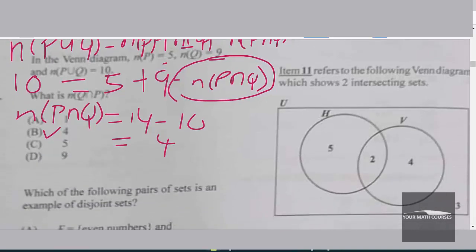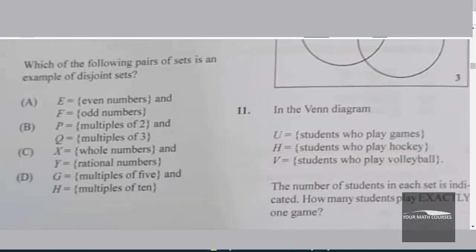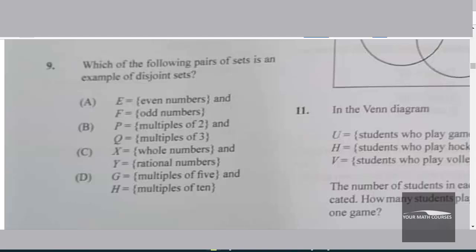Now let's look at number 10, number 9 before number 10. Which of the following pairs of sets is an example of disjoint sets? We have even numbers and odd numbers. That is disjoint because if you take the even numbers and the odd numbers, there's no even number that is odd. So the correct answer is option A.